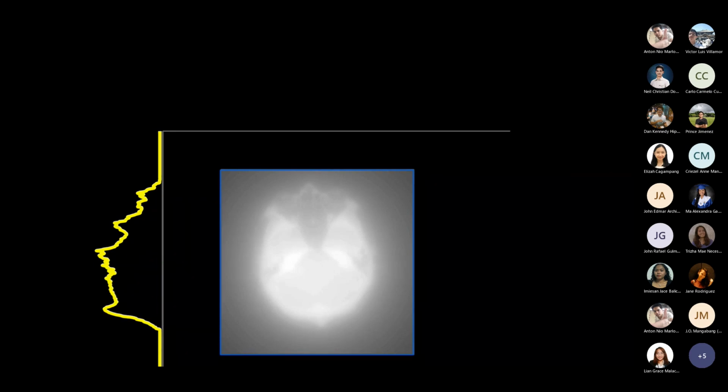How can we improve this? Kasi ang dami na nating measurements and we cannot afford too many measurements. Ano? Medyo mahal mag-scan para lang makakuha ng maraming data. So we use some mathematical tools para ma-improve itong nakuha natin na blurred reconstruction.